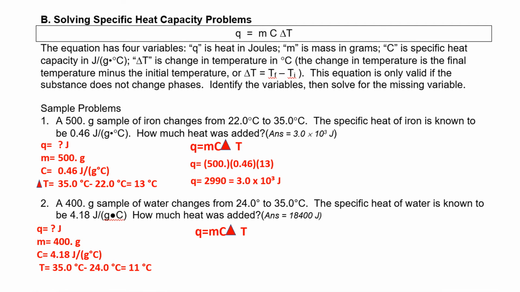So we write down our formula. You should have found the mass to be 400 grams, the specific heat to be 4.18 joules per gram degrees Celsius, and then the change in temperature, when you subtract 35 minus 24, you should have got 11 degrees Celsius. So we're looking for Q, the heat in joules. If you plug everything into the formula, you should have got 18,392, which we're limited to 3 significant figures, so that rounds to 18,400 joules.